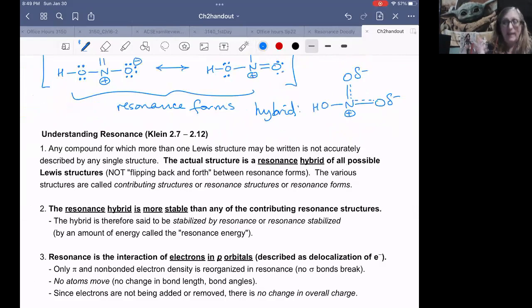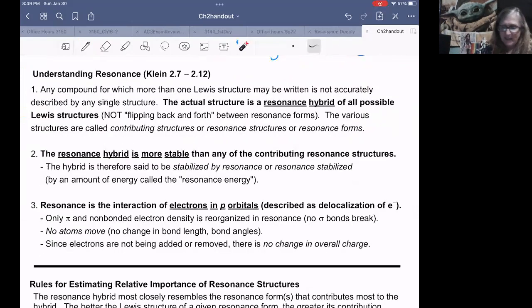Now something that's really important about resonance is that it always represents stabilization. It's always a good thing. Okay, it's great to have resonance. Anytime we have resonance, that is good news. Because what it means is the hybrid is actually more stable than any of the other Lewis structures we can draw. Resonance means stabilization. We describe that amount of stabilization as the resonance energy.